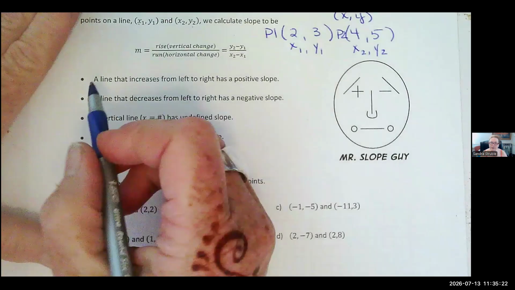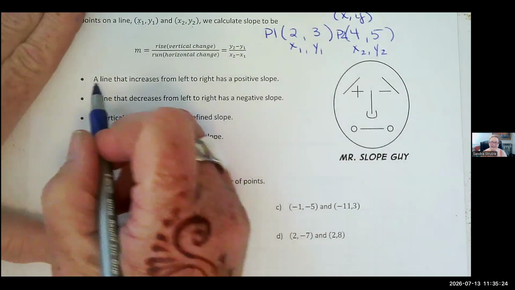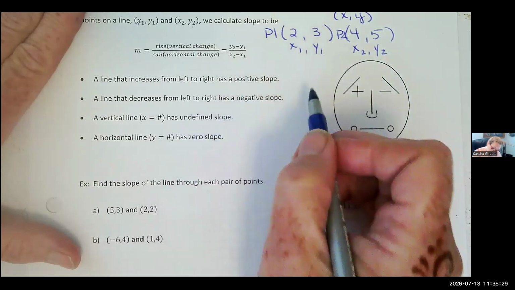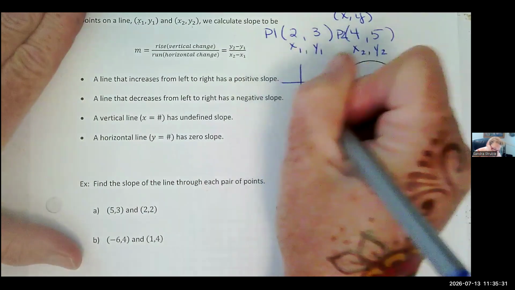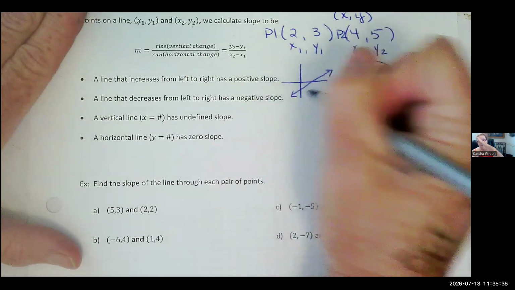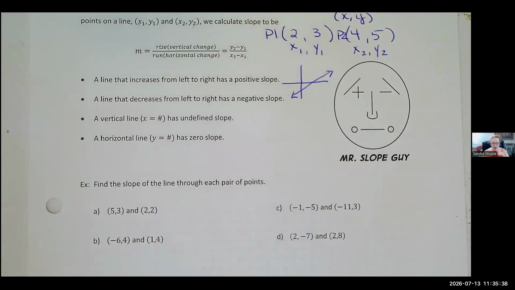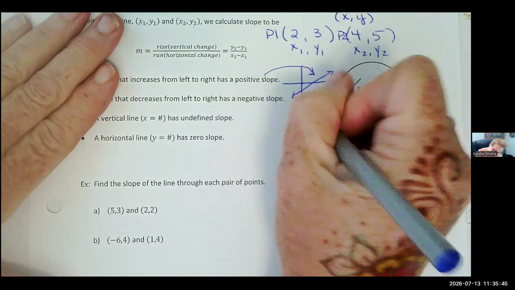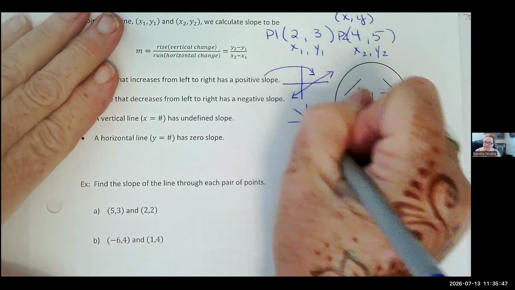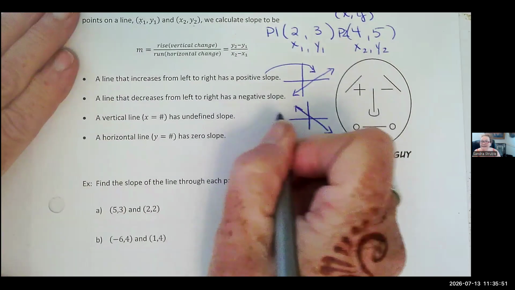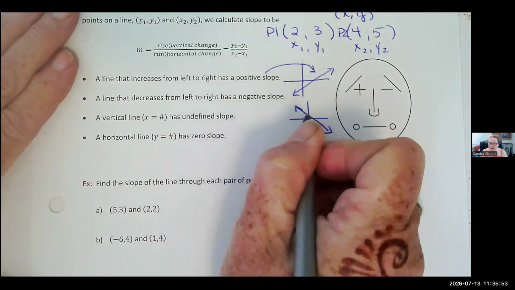A line that increases from left to right has a positive slope. So if you're thinking about a Cartesian coordinate system and you've got a line that is going from left to right and it is going up, that means it has a positive slope. So this would be a positive slope for this one. If you have one, and again, you're always thinking about this from left to right, if you're coming along and you hit this line and then you're going down, this is a negative slope for a line.